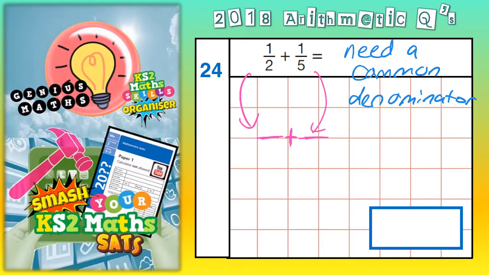They both go into 10, so I'm going to make them both out of 10. To get from 2 to 10 is times 5. 2 times 5 is 10, so 1 times 5 is 5. So a half is the same as 5/10.